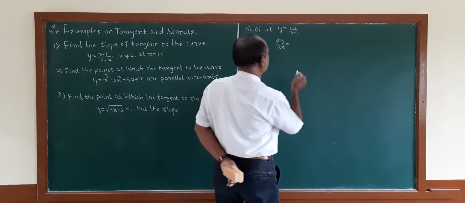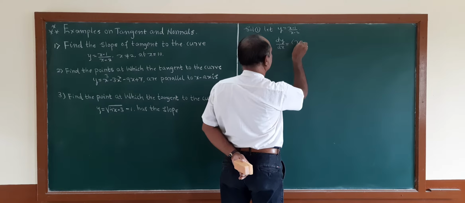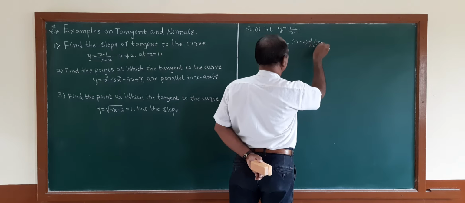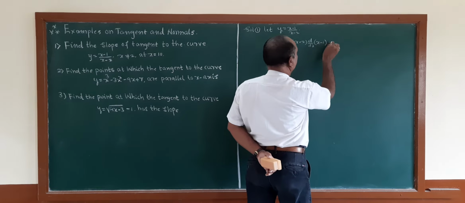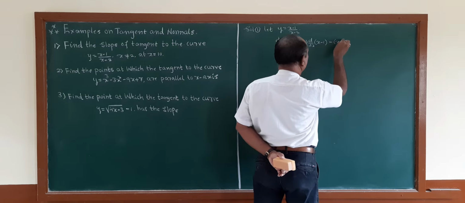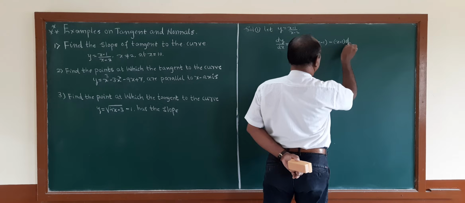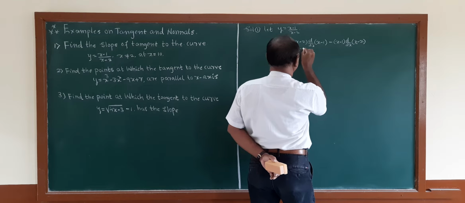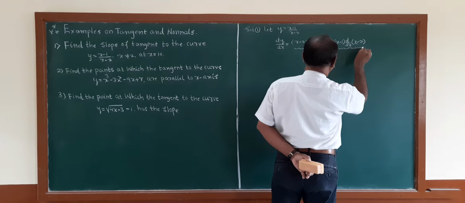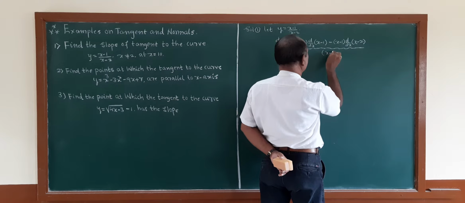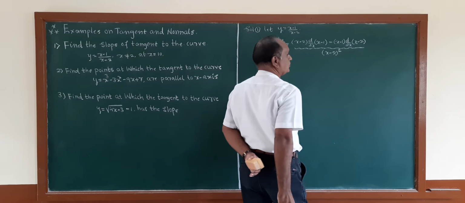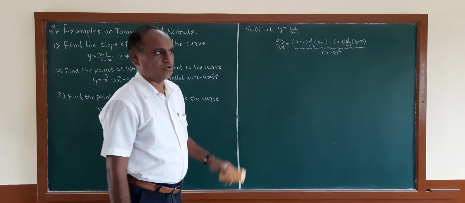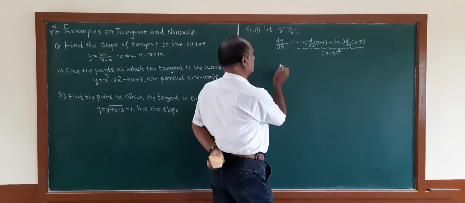So first the denominator, that is x minus 2, into the derivative of the numerator, d by dx of (x minus 1), then minus the numerator (x minus 1) into d by dx of the denominator (x minus 2). This whole is divided by (x minus 2) whole square. So this is the formula for u by v, the quotient formula. Okay, so you have to write the derivative of each term separately.